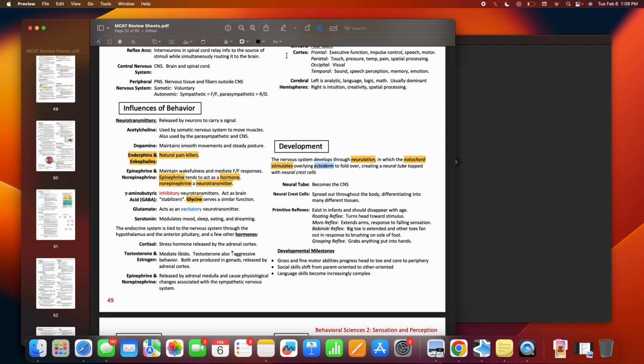So meso is for movement, like the muscular system, skeletal system. It's not for the nervous system. Endo is whatever is inside, like the digestive tract, stuff like that. And ecto is the nervous system and anything that's outside of our body. So ectoderm folds over, creating a neural tube. So again, the notochord stimulates the ectoderm to fold over and creates a neural tube, which is topped with neural crest cells.